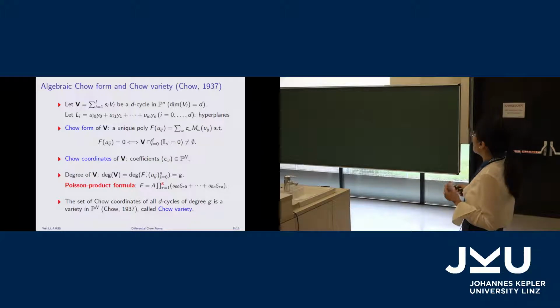And we consider all the D cycles of degree G. Then the set of their Chow coordinates is actually a variety in the projective space. And this fact was proved by Chow in 1937. And this projective variety is just called the Chow variety of index D and G. That means the Chow varieties are just parameter spaces for cycles of fixed dimension and degree.